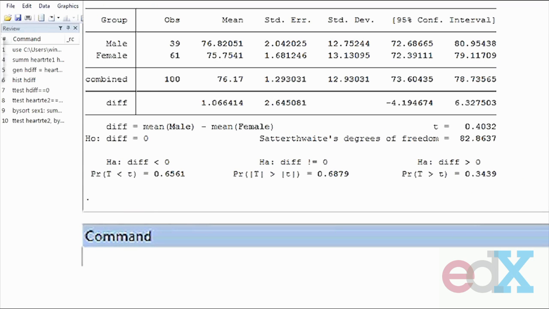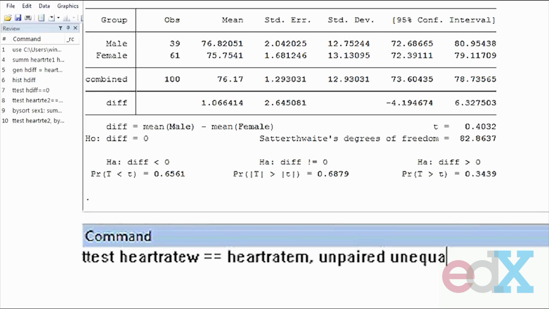Let's say instead of having heart rate in one variable and sex in another variable, we have heart rate for women in one variable and heart rate for men in the other variable. How would we perform a t-test then? We could use the following command. This variable here, heartrateW, is our heart rate for women, and that's one variable. And then heartrateM is our heart rate for men.